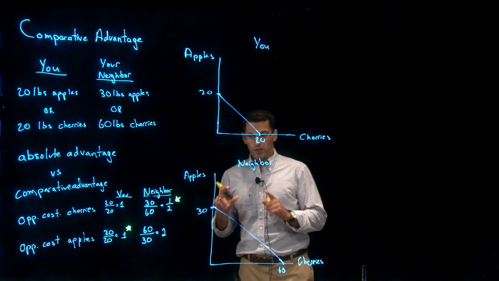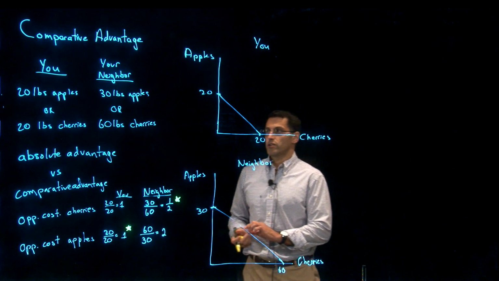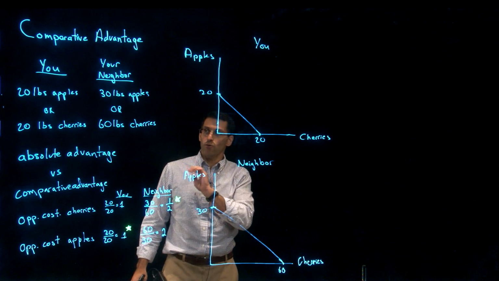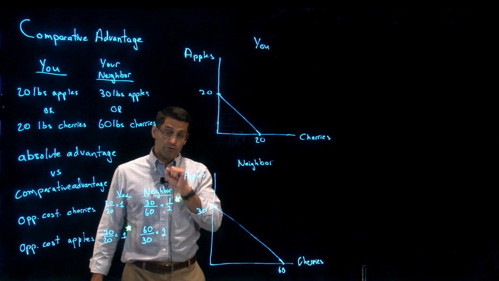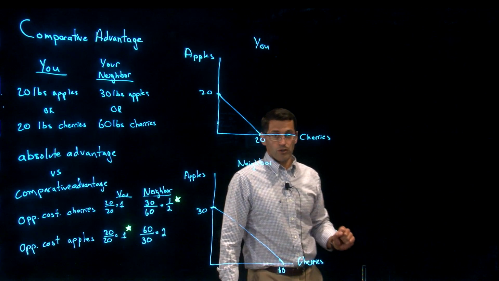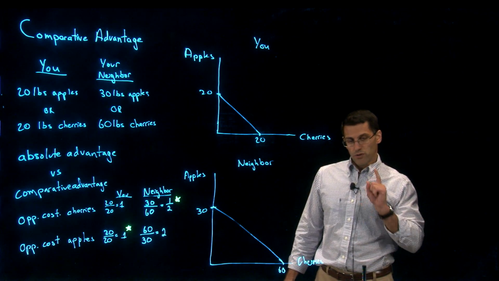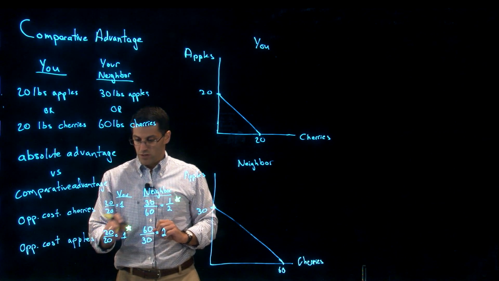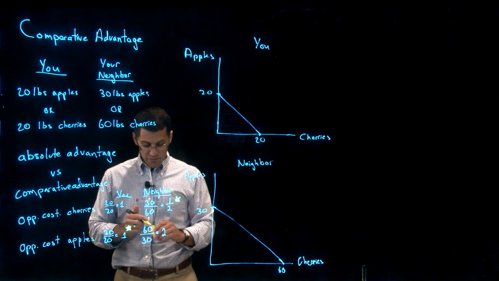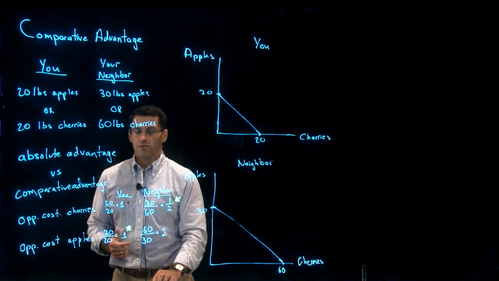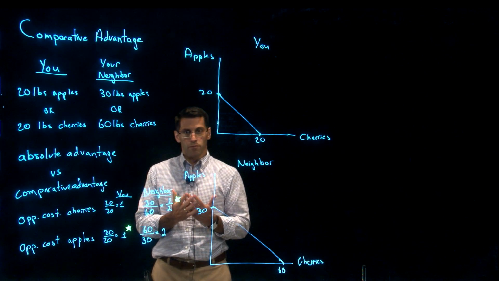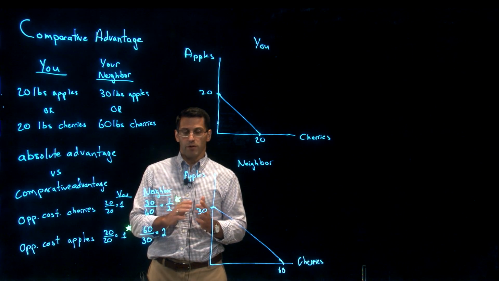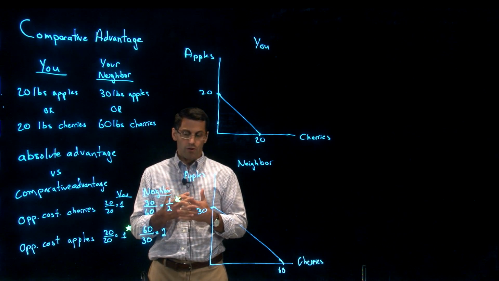So take a look at this example. Right? We already said that your neighbor is more productive in absolute terms than you are, both in picking apples and cherries. Your neighbor has the absolute advantage in both activities, but you still have a comparative advantage in picking apples. This is a very important insight that we get from this basic economic model, right? One that goes back many decades. You think about the power of this insight, right?